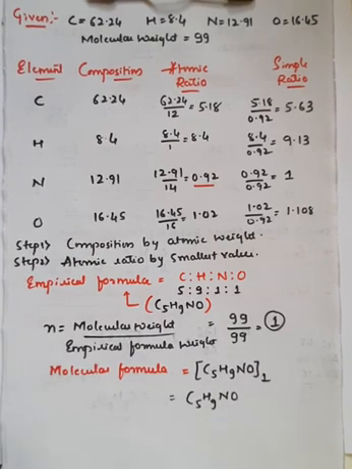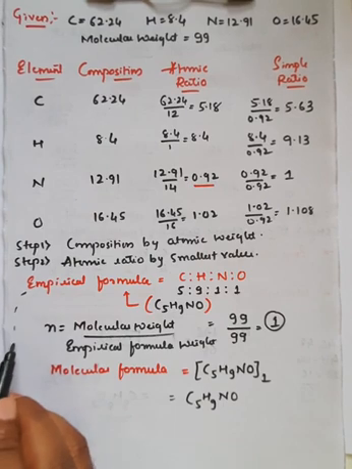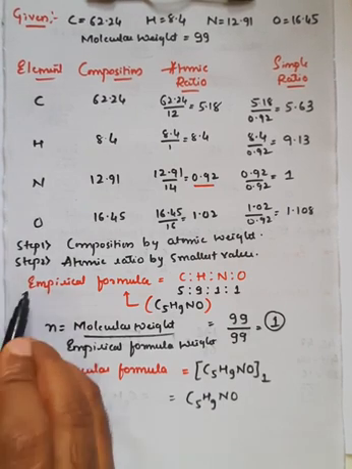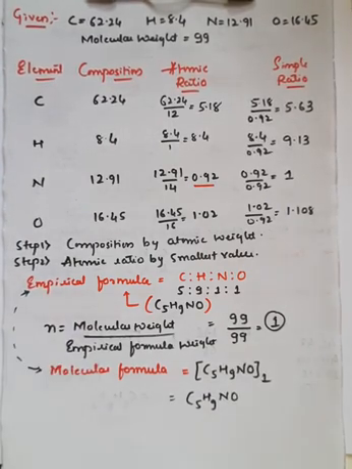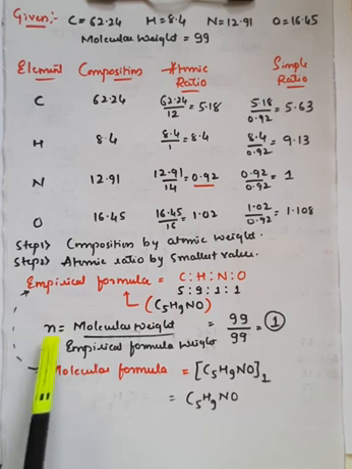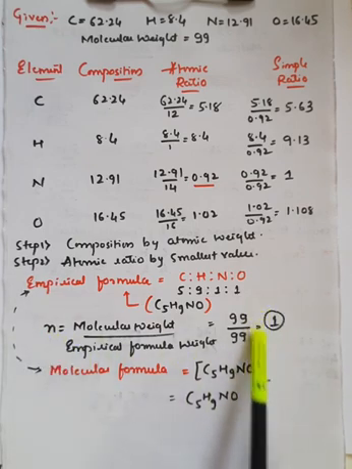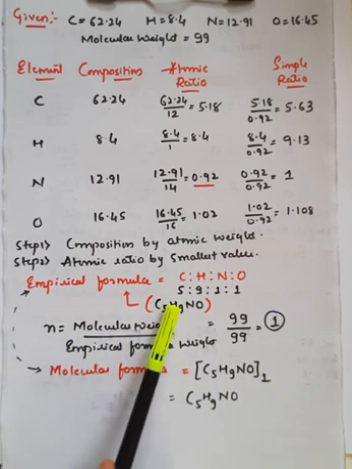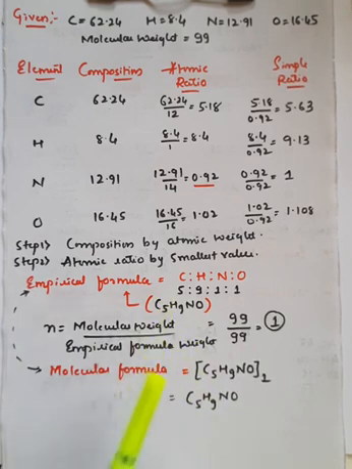Again you will get the same value, C5H9NO, which means in this problem the empirical formula as well as the molecular formula are both the same, because the number of atoms n is equal to 1. Therefore empirical formula is equal to the molecular formula. So this is a special case. In certain examples you will get a different molecular formula and different empirical formula, and in some examples you will get the same empirical formula and molecular formula. Very simple.